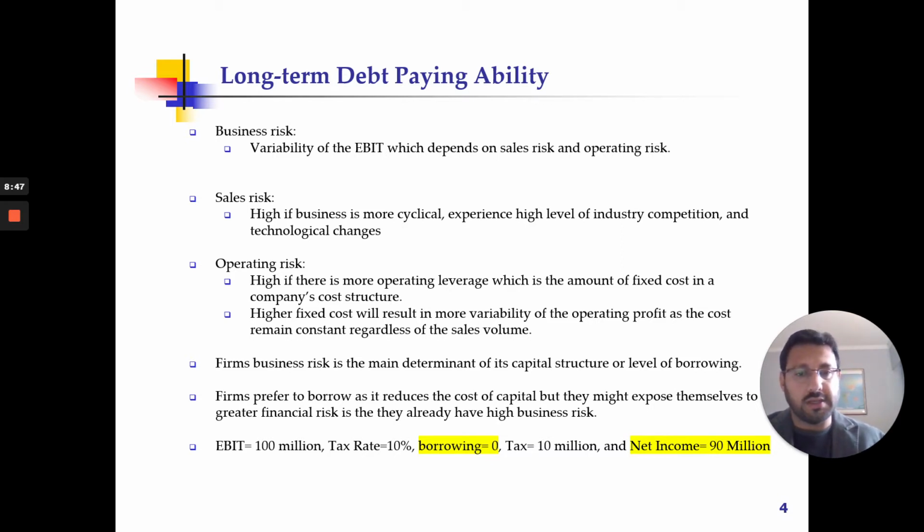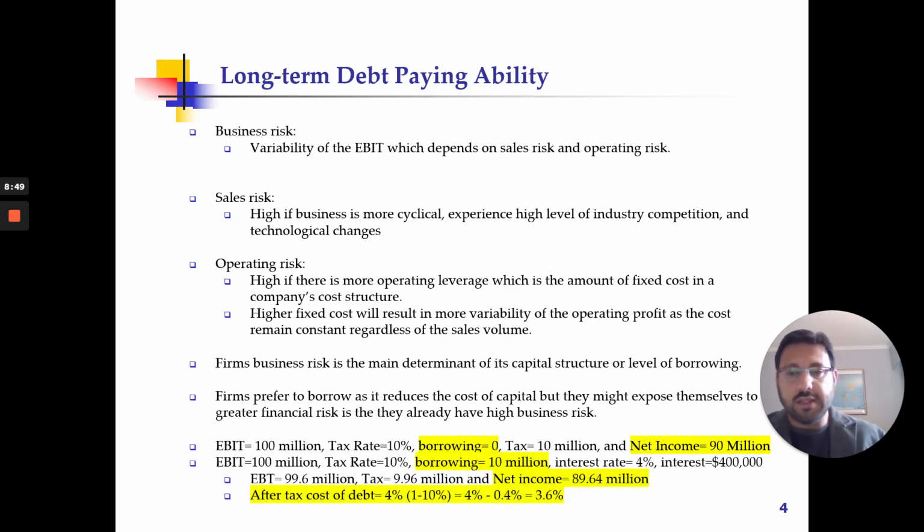Now let's suppose the same firm has borrowed 10 million and the interest rate on that 10 million is 4%. So the interest becomes 4% of the 10 million borrowed amount, so the interest is 400,000. In this case, the EBT is 99.6 million and the tax is 9.96 million. In the previous scenario, it was 10 million. And how much is the interest? We know that it's 400,000.